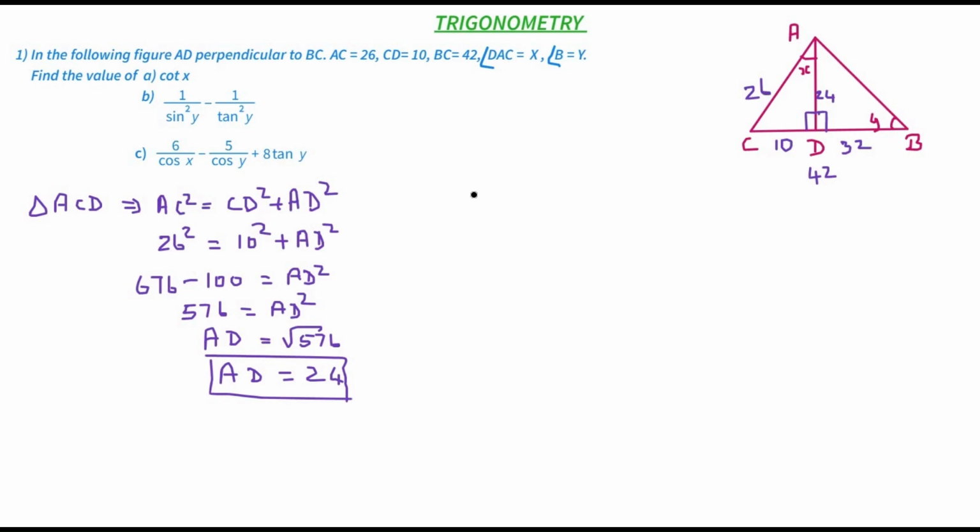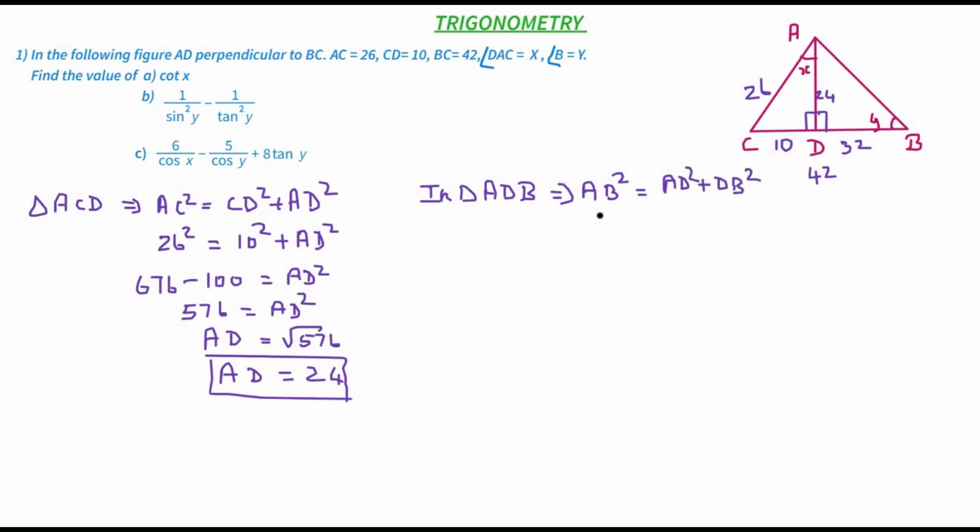So now let's take the triangle ADB. So in triangle ADB, again we are going to apply the Pythagoras theorem because it's a right angle triangle. So which is our hypotenuse? Right, AB is our hypotenuse. So AB square is equal to AD square plus DB square.